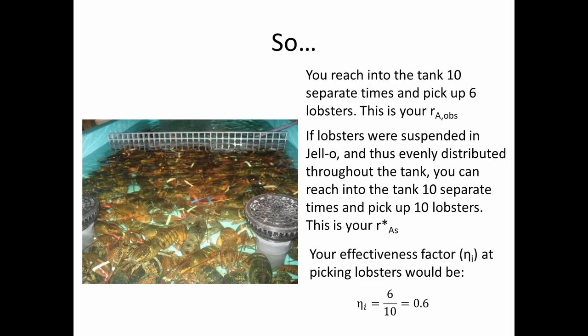So again, if you reach into the tank 10 separate times, and the tank's got water and lobsters in it, and you pick up 6 lobsters, your RA observed is 6. If lobsters were suspended in that jello, like I said, and thus evenly distributed, you can reach into the tank 10 separate times, and each time pick up a lobster. 10 separate times, 10 lobsters. This is your R star AS. Your effectiveness factor at picking lobsters, therefore, would be 6 divided by 10, or 0.6.